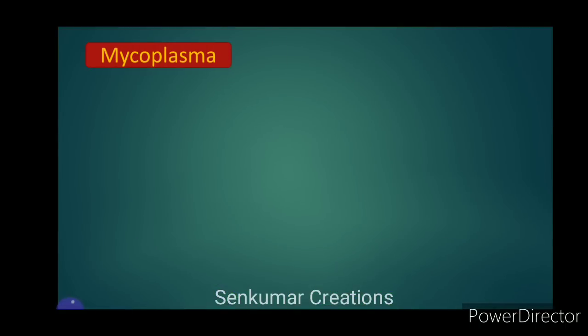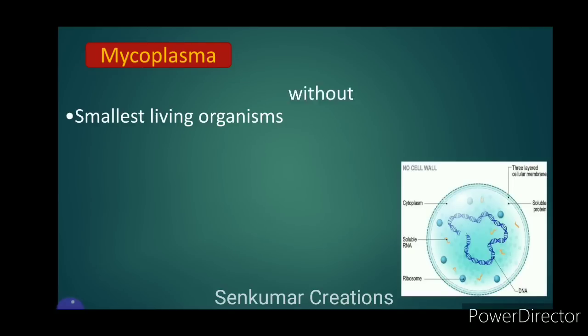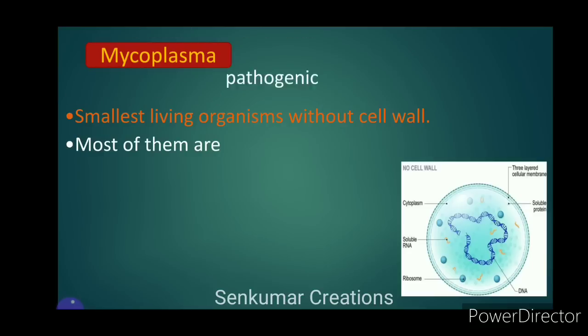So mycoplasma, first we can see. I had told you very first about that cell wall type, right? Two different types, cyanobacteria and mycoplasma. First let's see about the mycoplasma. You can see this picture very clearly. Mycoplasma is the smallest living organism without cell wall. Don't forget. We have seen the cell wall is present in previous bacteria, but mycoplasma is without cell wall, and most of them are pathogenic organisms. It means that it spreads diseases.